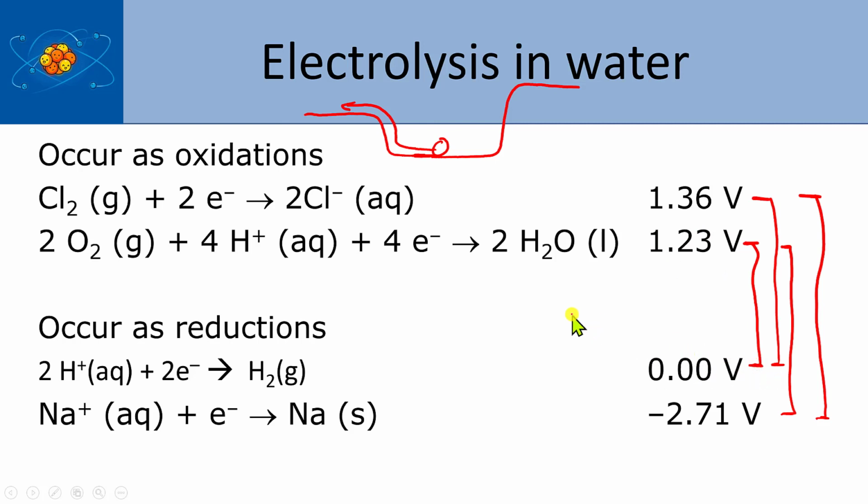When you're using a standard reference table, what you do is you look at the reference table and you identify the oxidation and the reduction reactions, and then you can see which two are the closest together. But make sure you're always picking one oxidation and one reduction when you do that.